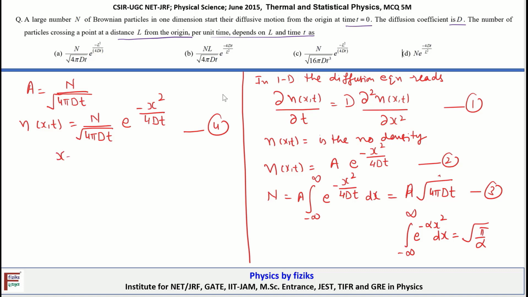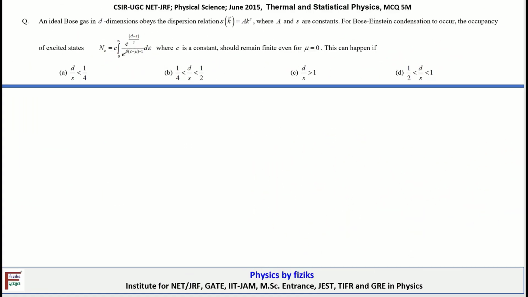Now at x equal to L, the number of particles crossing the area at x equal to L, this equation becomes n(L,t) equal to N upon under root 4 pi Dt exponential minus L square upon 4Dt. So therefore A is the correct option here. So let's continue with the next problem.